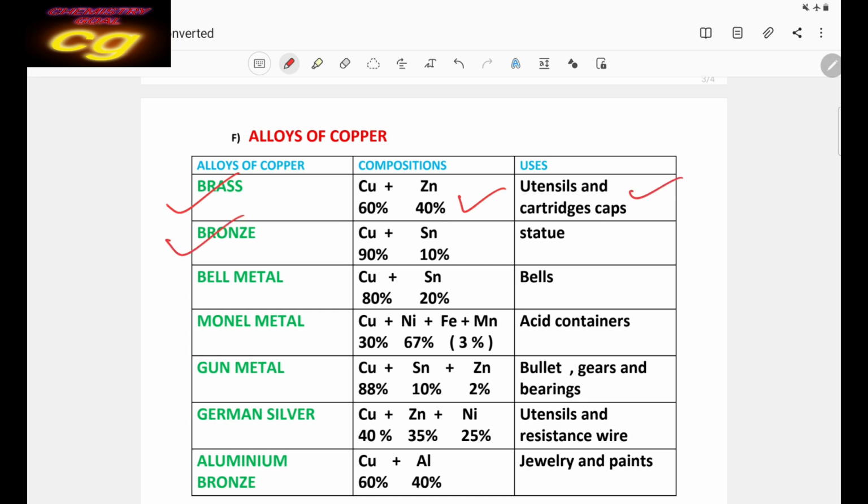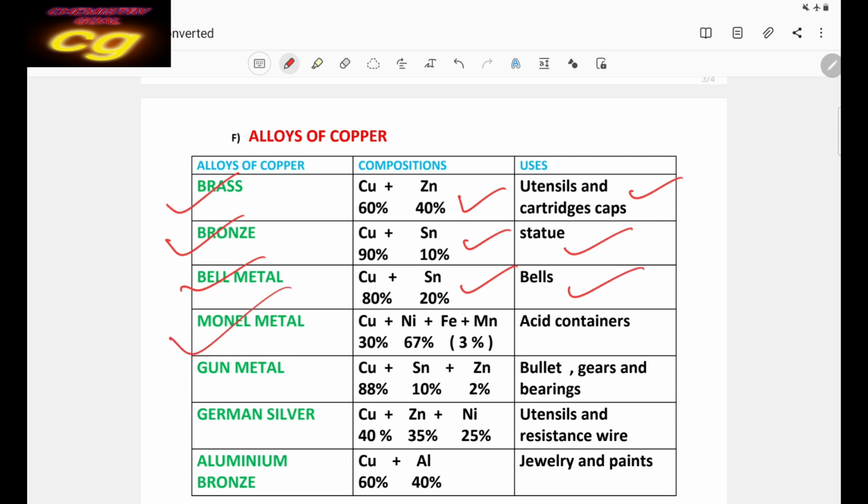And bronze is made of copper and tin. It is used for making statues. Then bell metal is also copper and tin, but the percentage differs. Bronze is copper and tin 90 and 10%. Here bell metal is 80 and 20%. It is used for making bells.